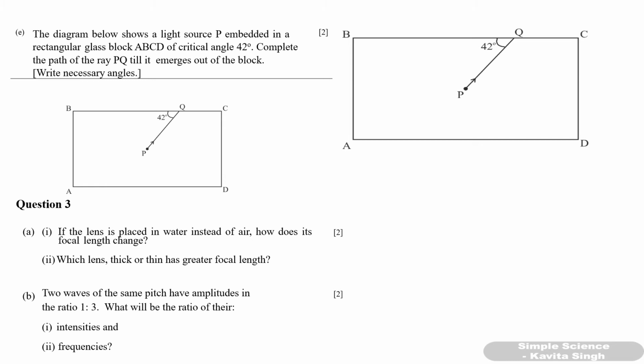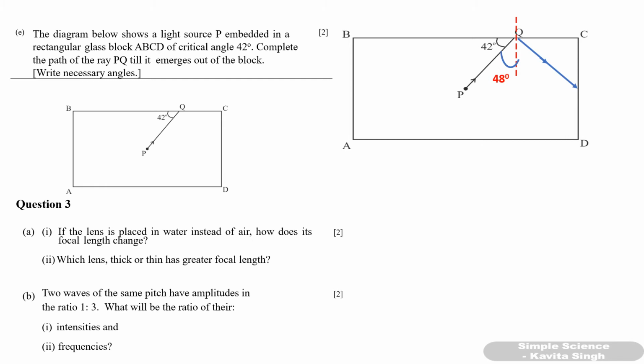So this is the diagram enlarged. I have enlarged the diagram. Now what happens to this ray of light PQ? What happens to this ray of light at surface BC? For that you need to find the angle of incidence. So angle of incidence is the angle between the incident ray and normal. So draw a normal and the angle of incidence is 48 degree, which is greater than the critical angle. So if angle of incidence is greater than the critical angle, then the ray will get totally internally reflected.